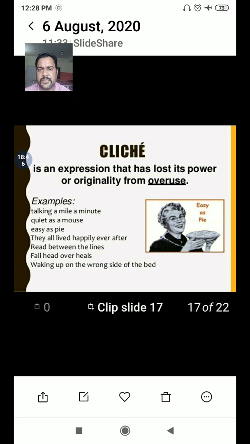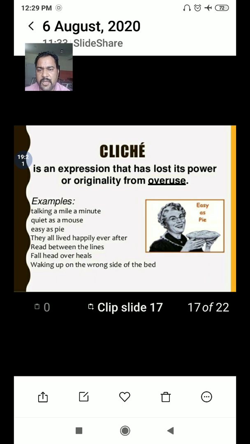Next one is cliche. Now what's cliche? It is a poetic device, an expression that has lost its power or originality from overuse. Again and again, many times these expressions are used and therefore they seem not original. They have lost their power. They have lost their originality. For example, easy as pie. Some people can say that playing basketball for me is easy as pie.